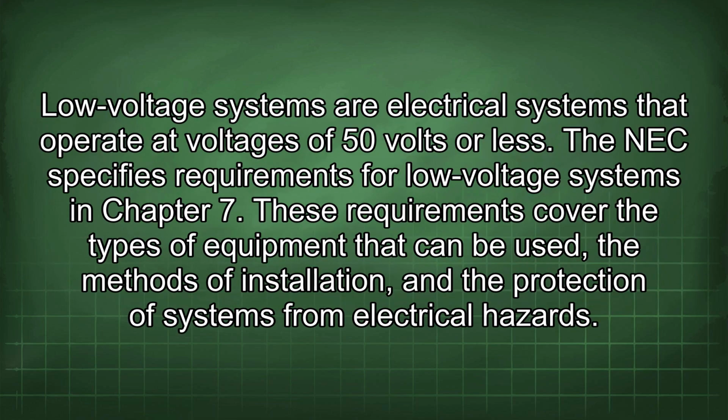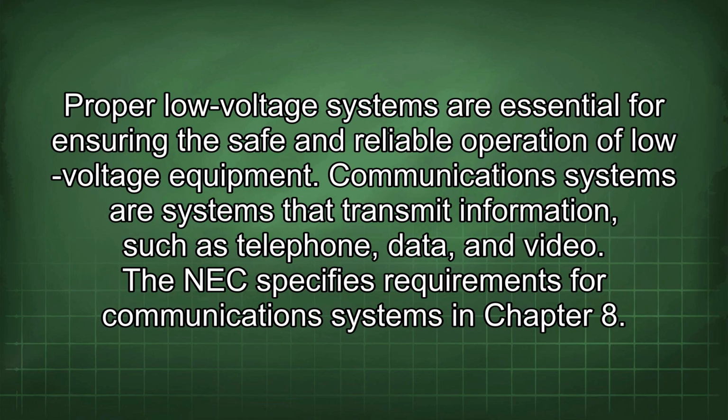Low-voltage systems are electrical systems that operate at voltages of 50 volts or less. The NEC specifies requirements for low-voltage systems in Chapter 7. These requirements cover the types of equipment that can be used, the methods of installation, and the protection of systems from electrical hazards. Proper low-voltage systems are essential for ensuring the safe and reliable operation of low-voltage equipment.